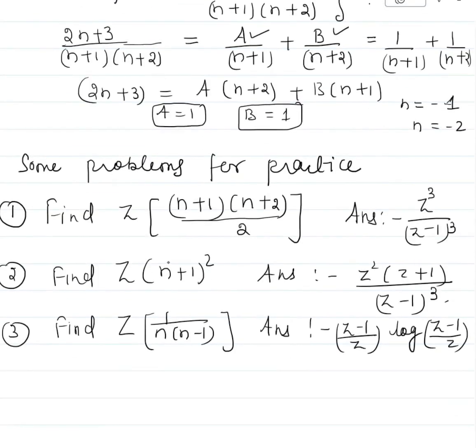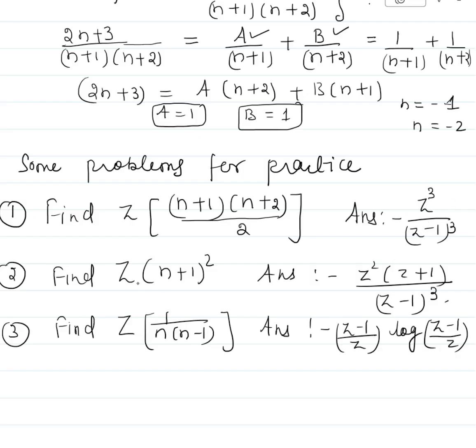Here are some practice problems. You can find the z transform of (n plus 1) plus 2 upon 2. I have also written some questions with answers. You can just try them yourself. Similarly, find the z transform of (n plus 1) square, and the z transform of 1 upon n minus 1. In this question, partial fraction is not required. You can directly multiply out the function and write individually the z transform of n square, the z transform of n, and the z transform of the constant, and give the result. After solving, you will get the answer.